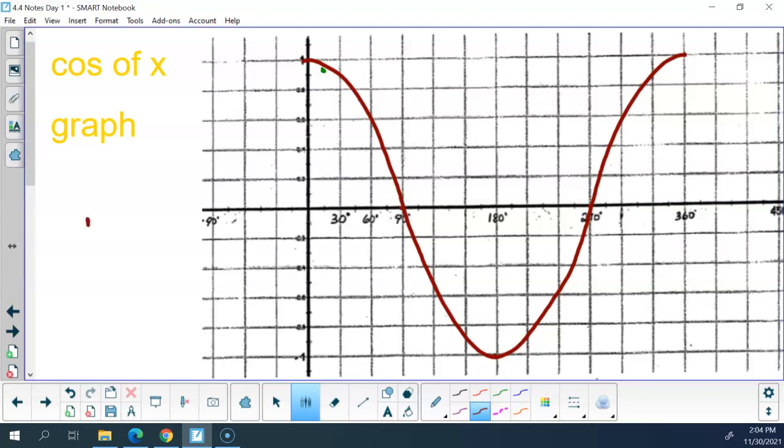So again, we would call this the first lap cosine curve.